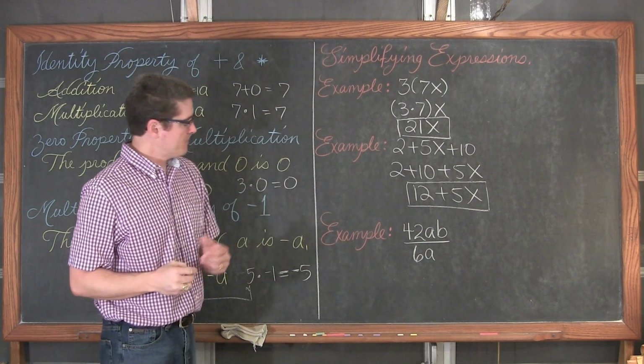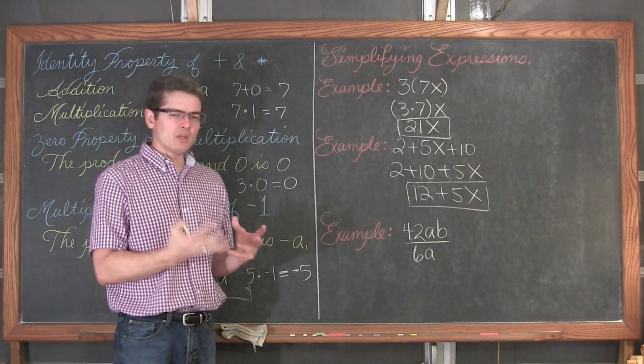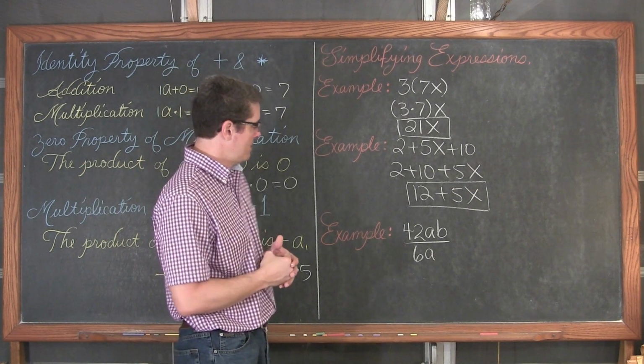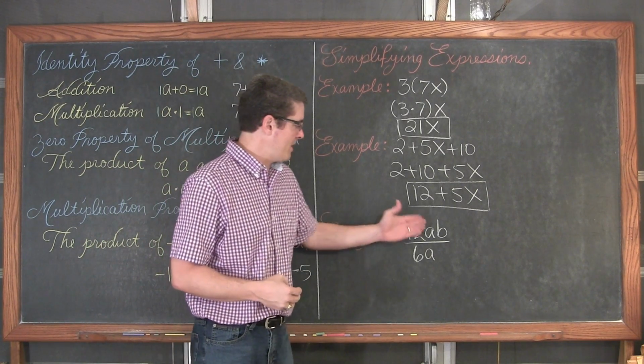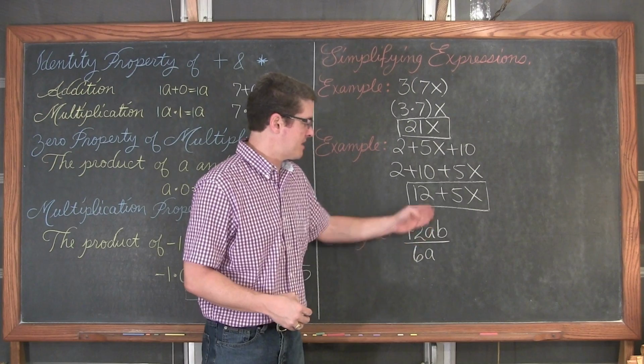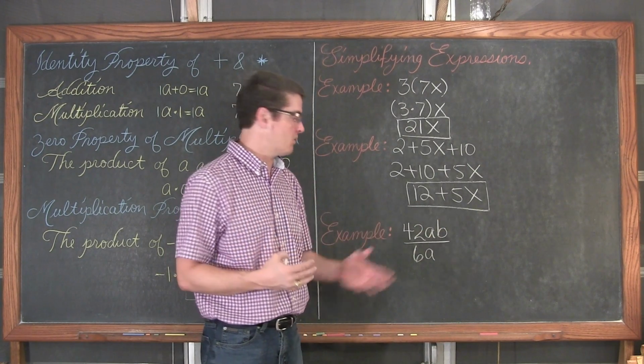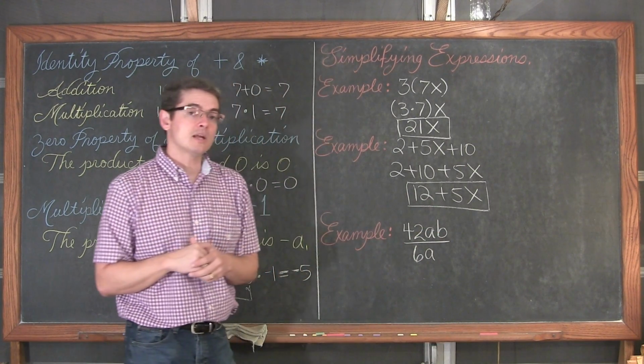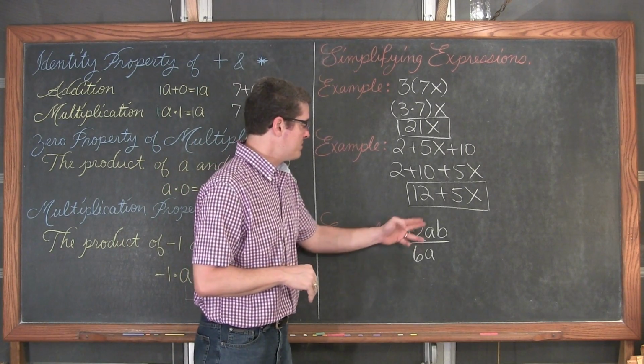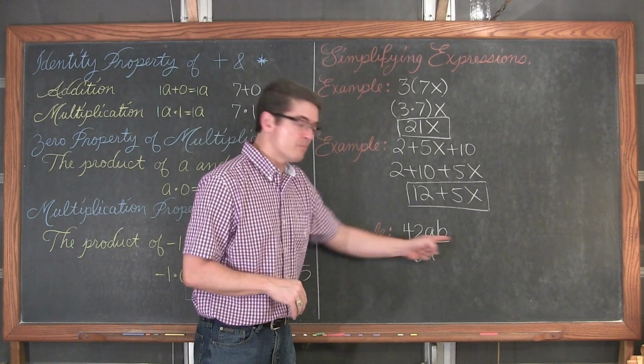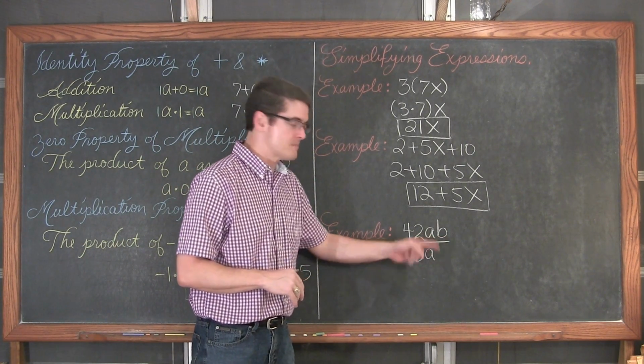And then down here, we'll use a little bit of property, but it might just seem like I'm simplifying here. I got 42ab, or 42 times a times b. Anytime a number and letter, or letters, variables, are touching, that's multiplication. So we have 42 times a times b, divided by, fraction bars division, 6 times a.